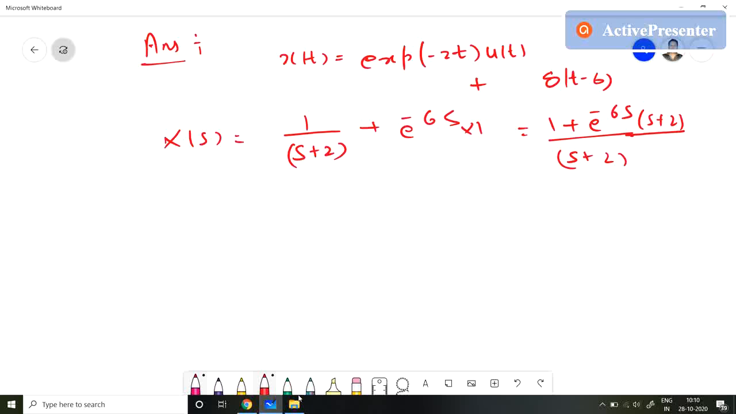Now the impulse response is also given. The impulse response is given as u(t). So the Laplace transform is 1/s. The Laplace transform of this impulse response is the system transfer function. So H(s) equals 1/s, and that is nothing but the transfer function.